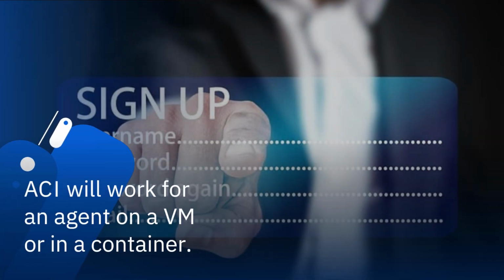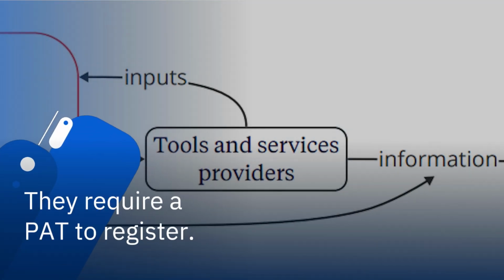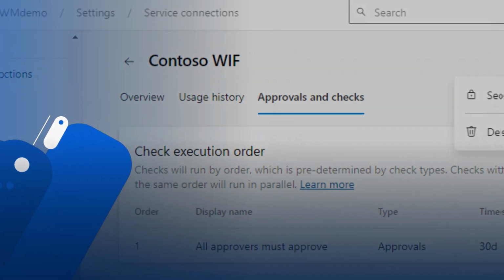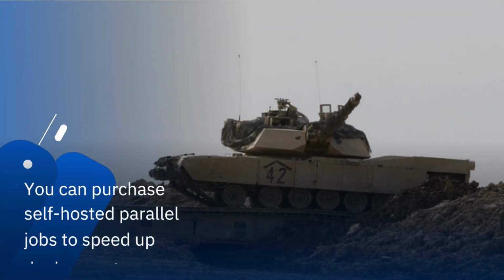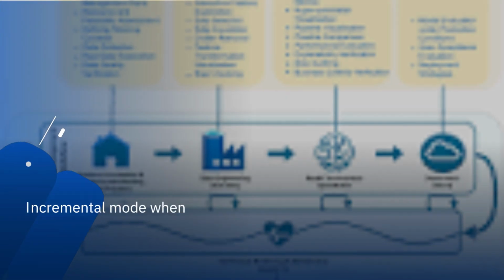ACI will work for an agent on a VM or in a container. They require a PAT to register. The agent requires line of sight for on-premise, so most likely you need a self-hosted agent. It also requires an external service connection for Git if it's hosted somewhere else. You can purchase self-hosted parallel jobs to speed up deployment.